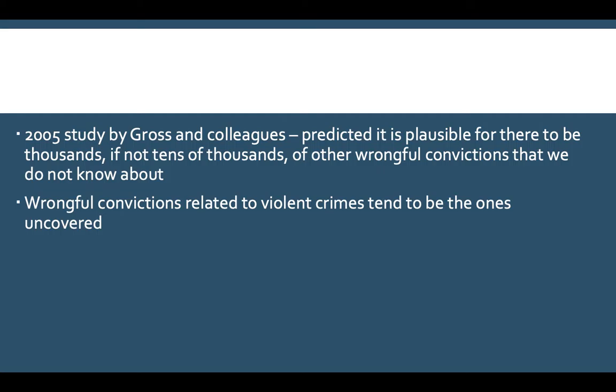In a 2005 study by Gross and colleagues, they predicted it is plausible for there to be thousands, if not tens of thousands, of other wrongful convictions that we do not know about. Wrongful convictions related to violent crime tend to be the ones that we uncover.